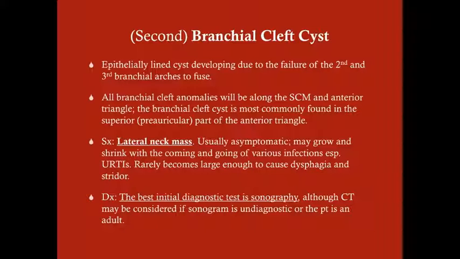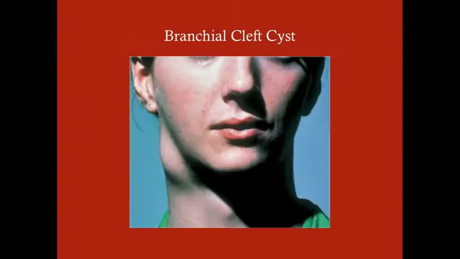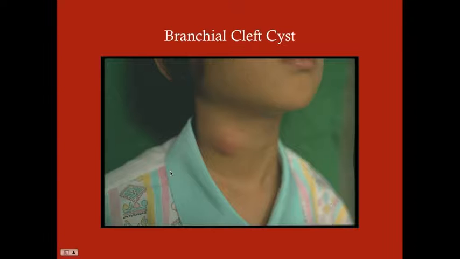For diagnosis, the best initial test is sonography, although CT can be considered if the sonogram is nondiagnostic or if the patient is an adult. So again, here is a perfect example of that preauricular positioning of the branchial cleft cyst. So this is a lateral neck mass. Here's another one. This was a little bit further down, but you can see it's not in the midline position like the thyroglossal duct cyst.